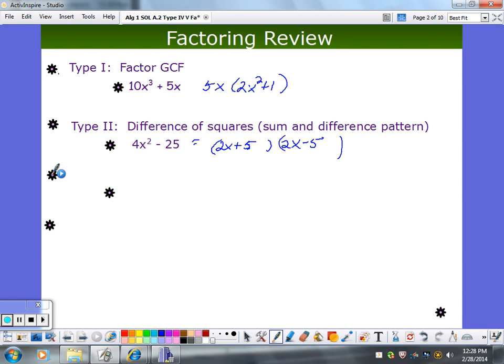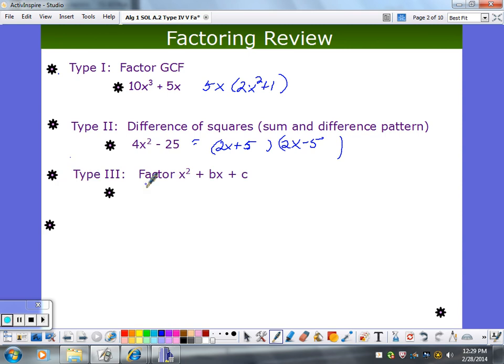Type 3 says now you've got a trinomial of the form x squared plus bx plus c. Wow. Not working. Anybody like technology as much as I do? It thinks I'm pushing the button, and I'm not. Okay. Let me just do it the old-fashioned way.